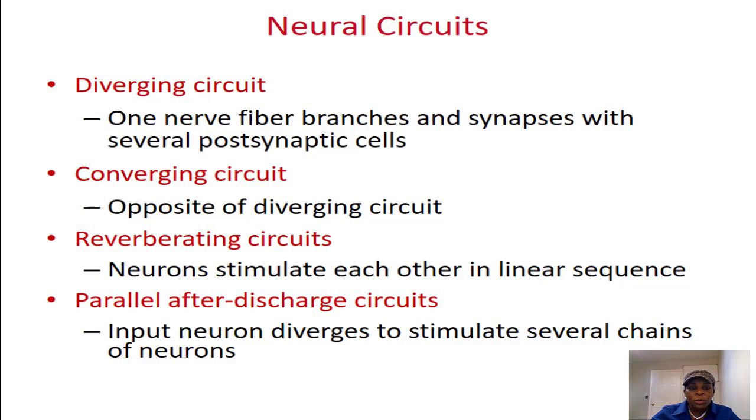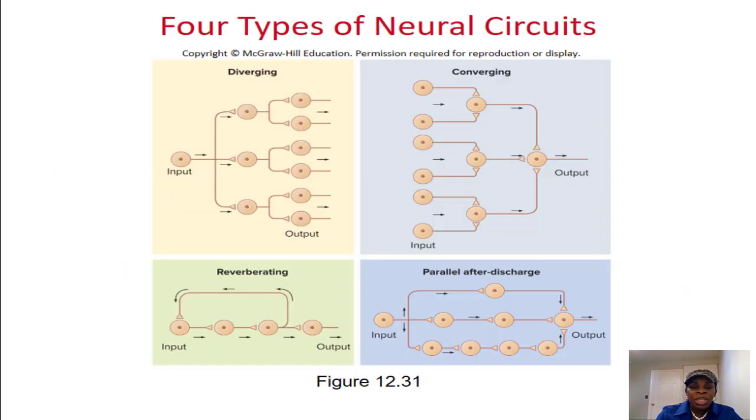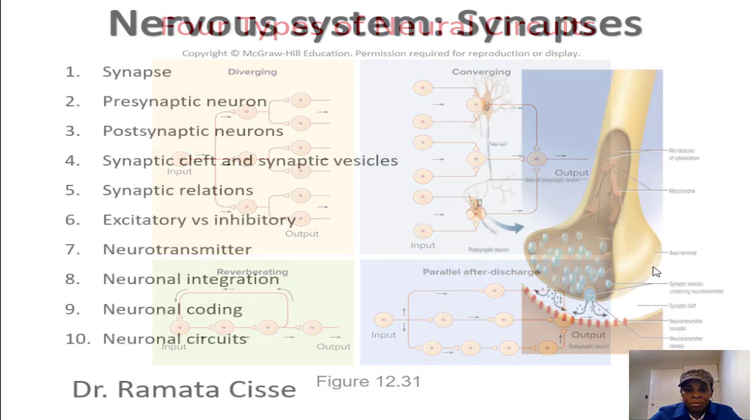So neural circuits means that neurons work in different patterns. We have diverging, converging, reverberating, and parallel. We have 4 types of neural circuits. You can see them here. So what does that mean? Diverging, one neuron will diverge. Converging, you take many neurons that work on just one neuron. Reverberating, the neuron works on the next one, just like a positive feedback type of thing. And parallel, you can have several neurons working in line to end up on the same neuron.